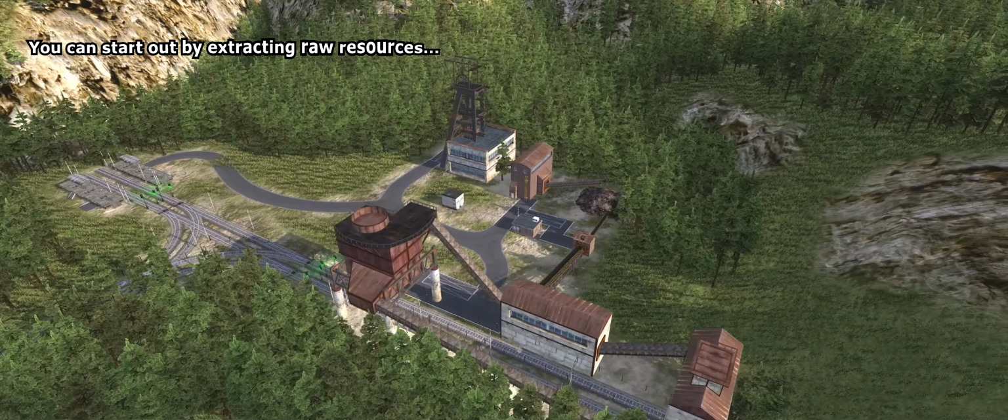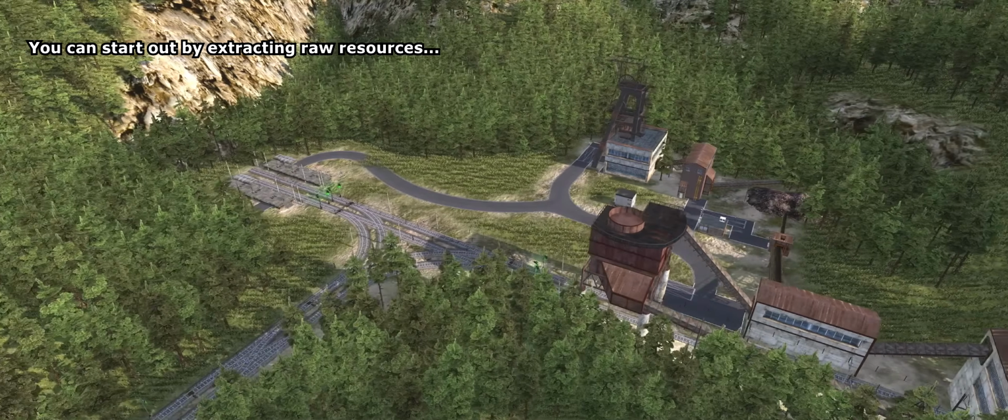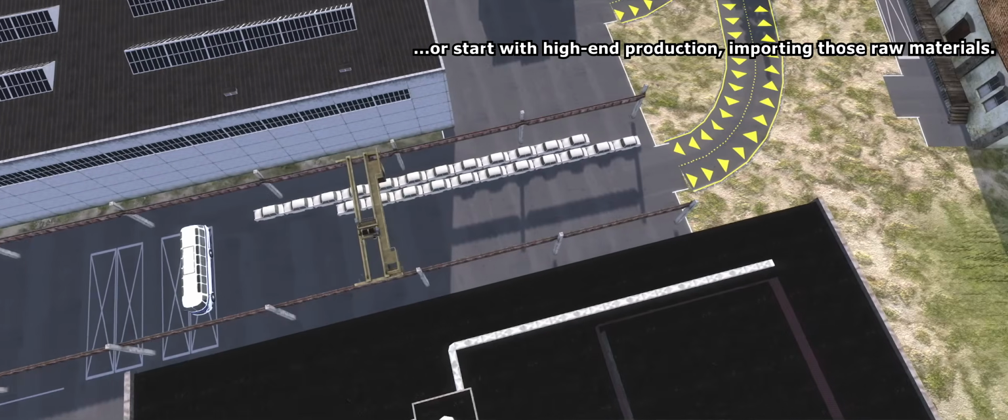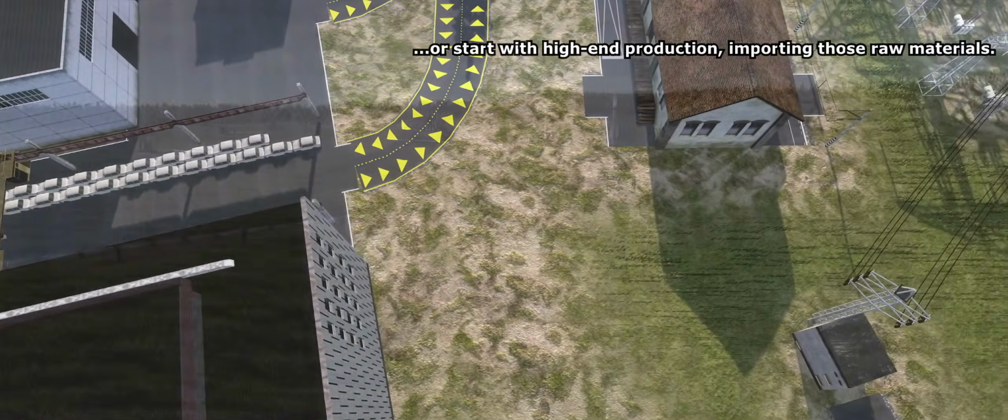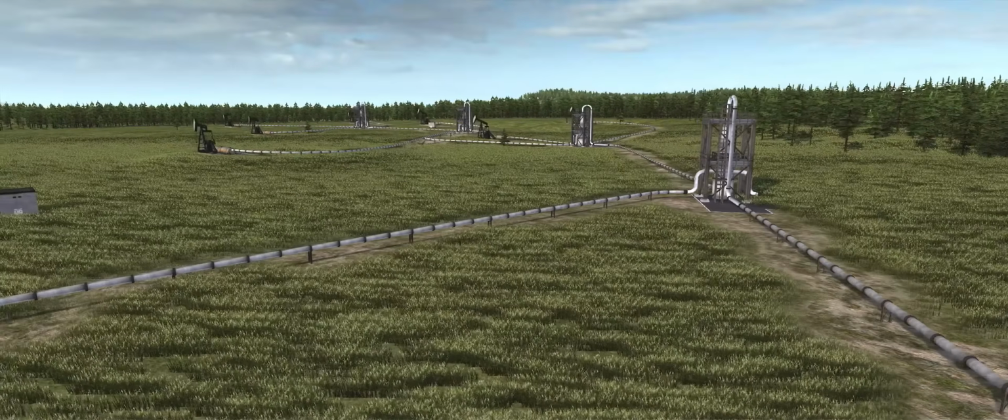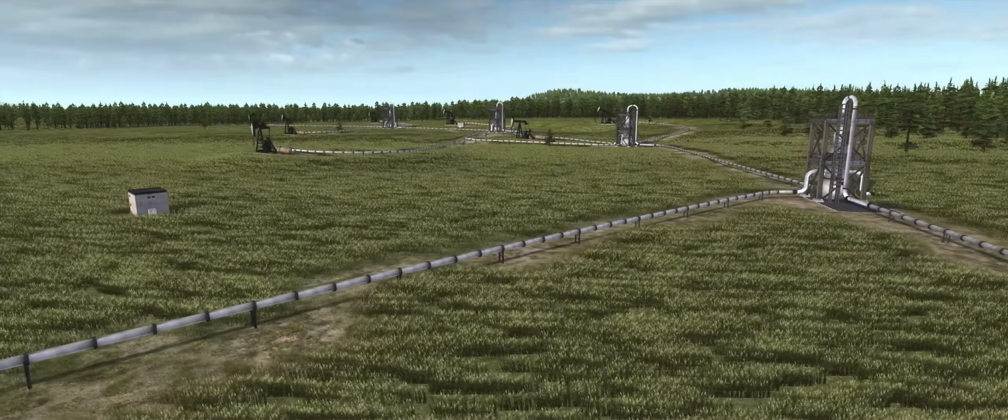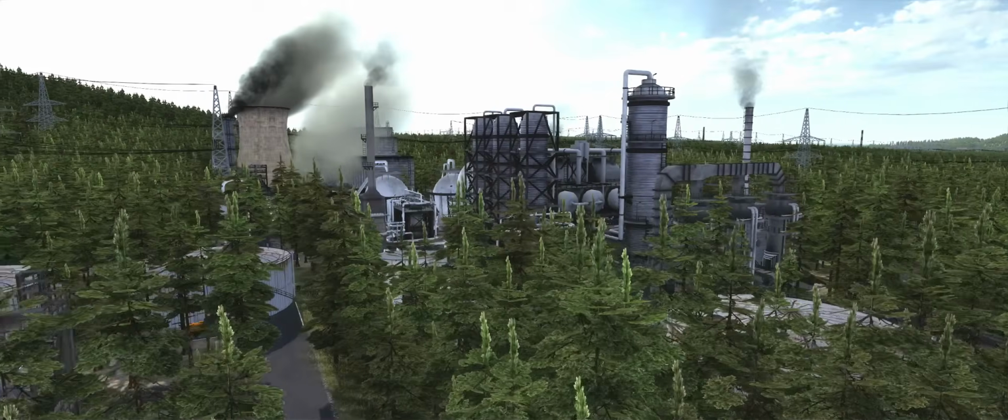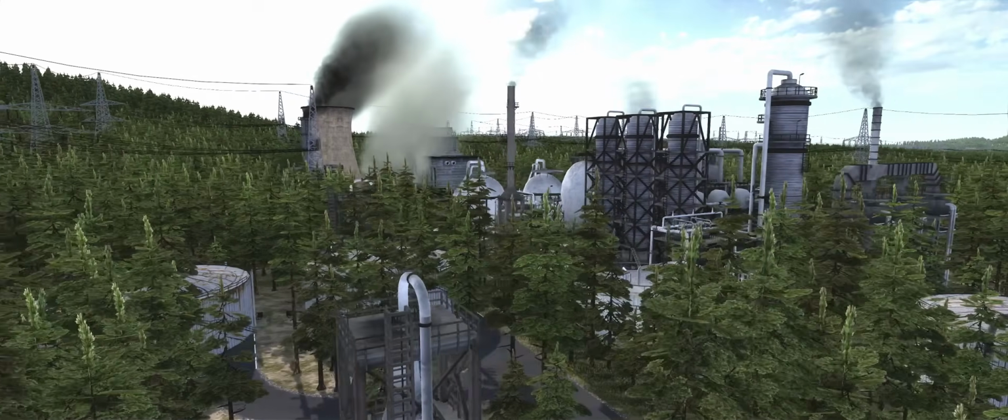Also, do you want to start at the bottom of the supply chain, working towards an end product? Or do you want to start producing cars right away, and slowly work towards eliminating imports? Both approaches are viable. You can start by building oil pumps, selling crude oil while you build your refineries. Or you can build a refinery, and import oil while you plan out your extraction infrastructure.